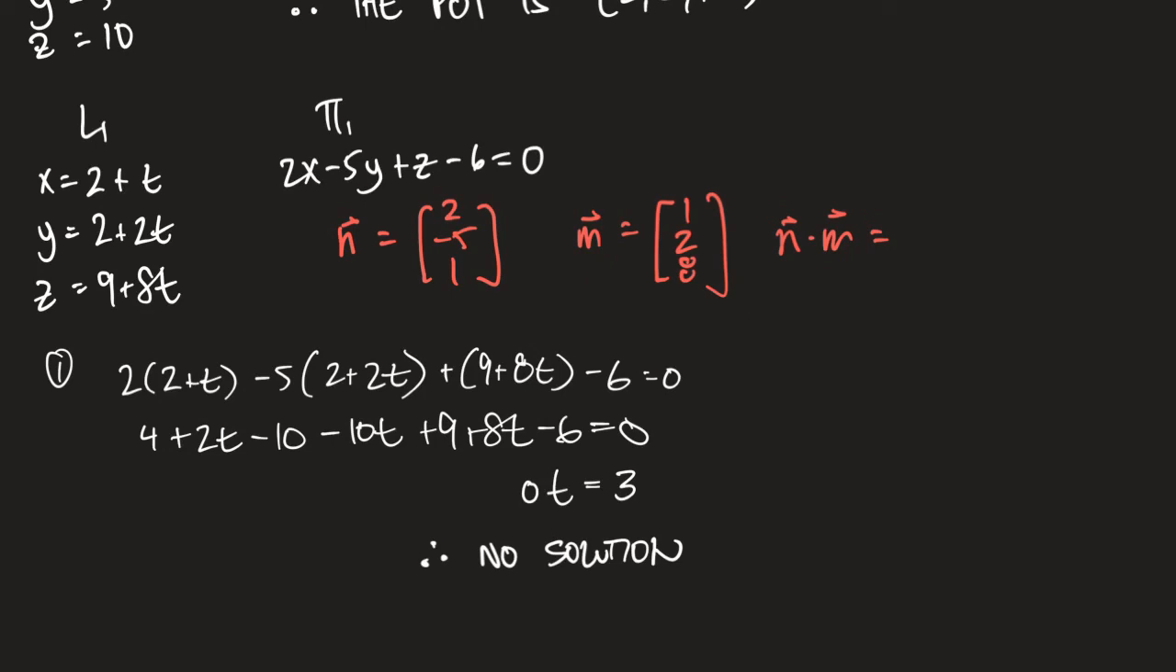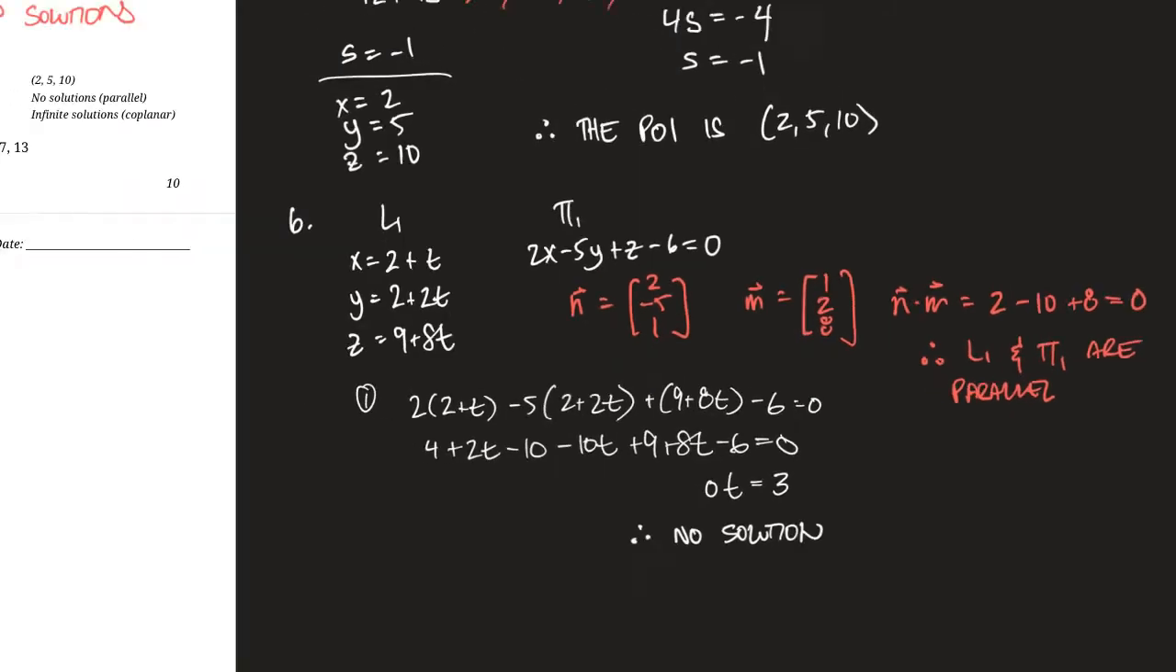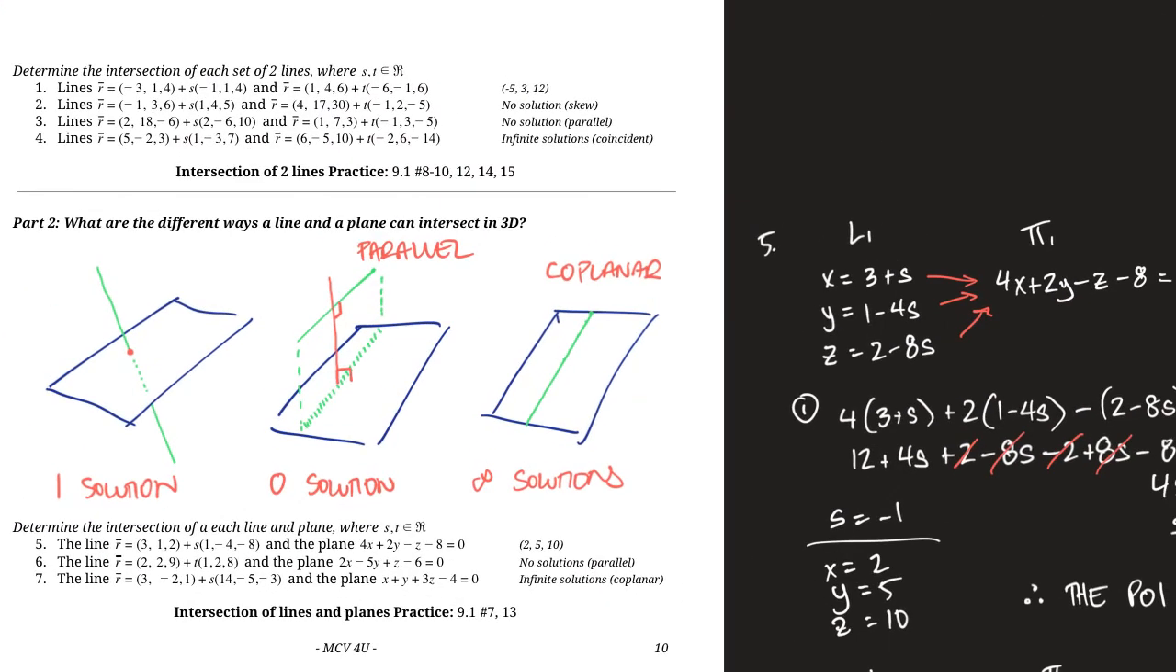So let's do that. 2 times 1 is 2. Negative 5 times 2 is negative 10. And 8 times 1 is 8, which does equal 0. That actually tells us right away, therefore, the line and the plane are parallel. So that's a very quick way to check if the line and the plane are parallel. You notice that doesn't actually tell you if we're in this case here or this case here, because in both cases the line is parallel.